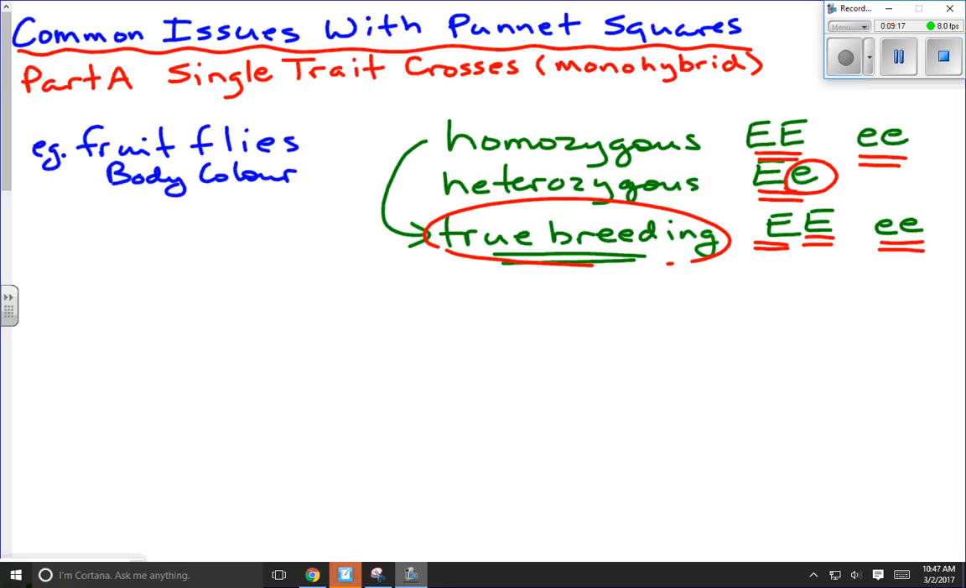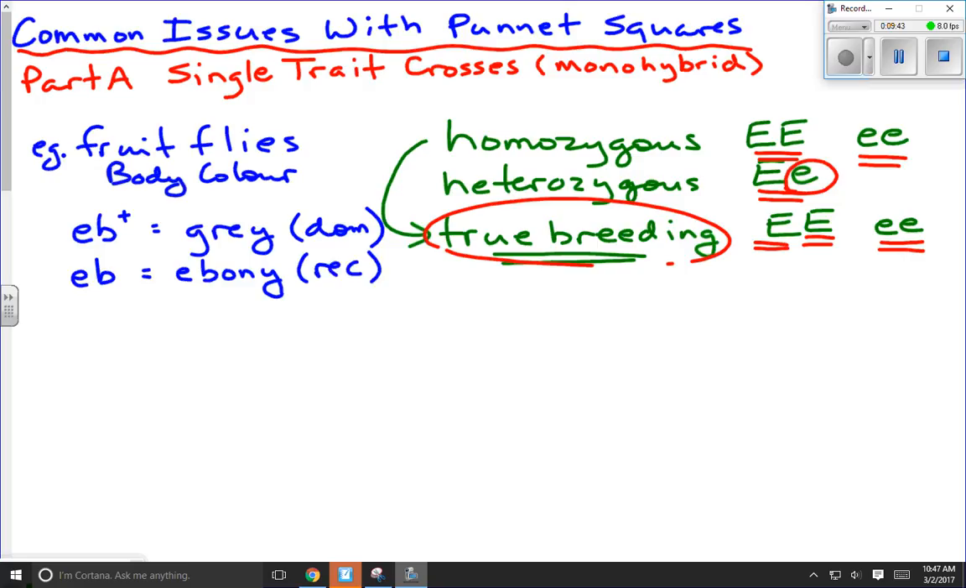Now, when it comes to fruit fly body color, there's a number of different variants, but let's just look at this one, where we've got something called EB positive, which is equal to gray body color, and we've got just EB without the positive, and that's equal to a black color that's called ebony body color. And as it turns out, gray body color is dominant over ebony body color, so that's recessive.